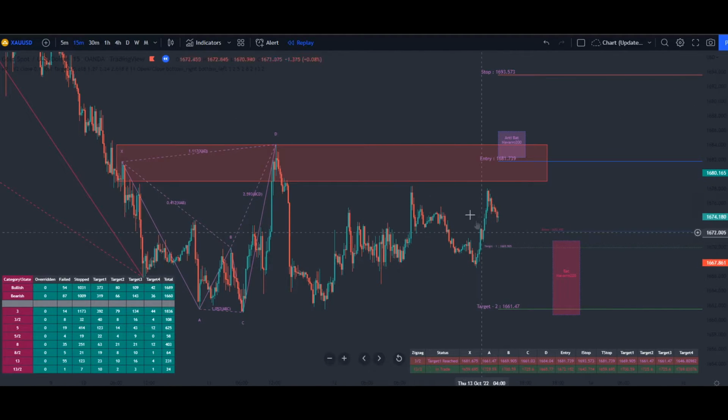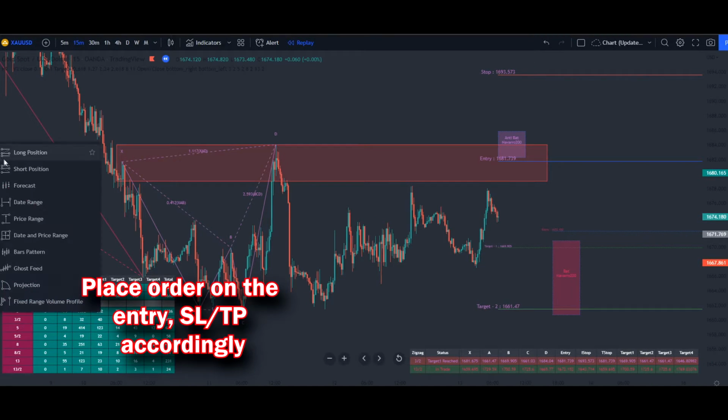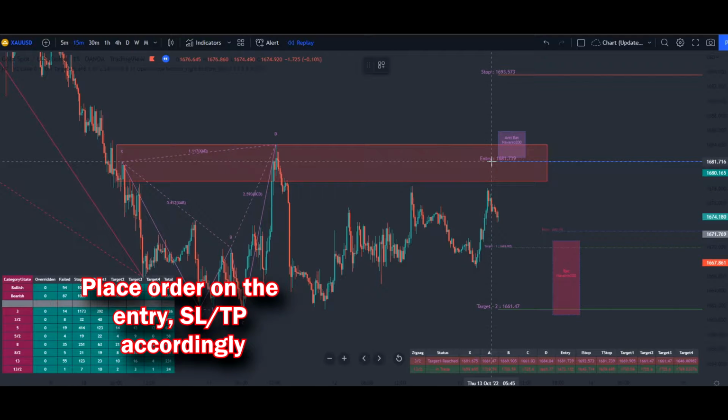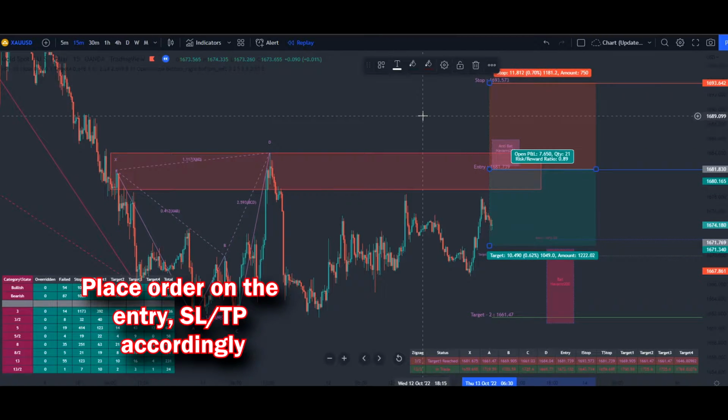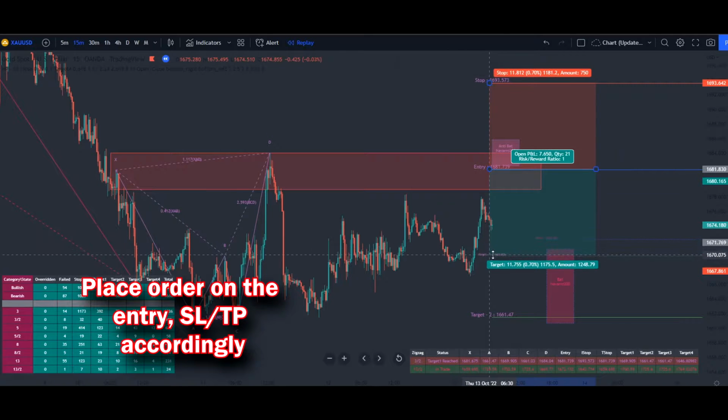Now once I've marked the zone, if there's a signal showing that entry is within the zone, I will place my order here. So I'll put a short order, put my stop loss on the stop price as suggested by the indicator, and put my target at least at target 1 or maybe target 2 if I'm feeling confident.